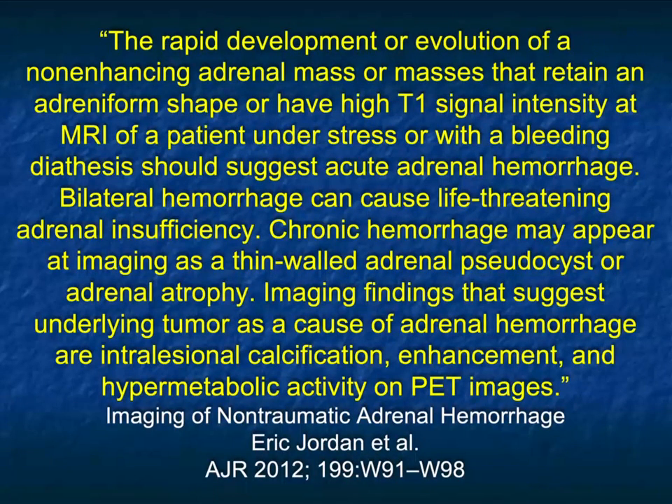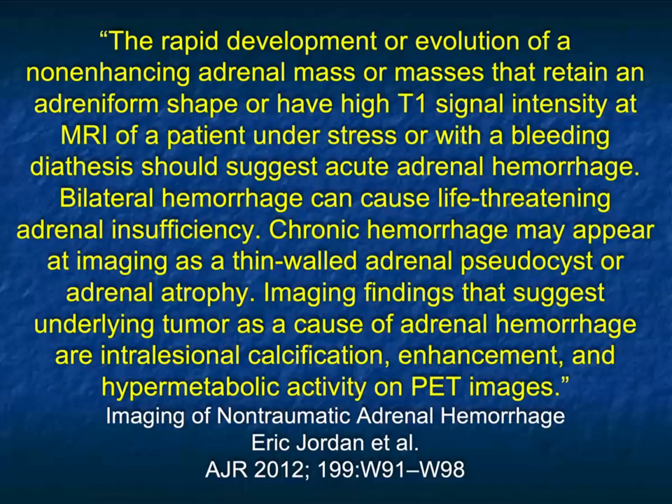Jordan also makes the point in his article, the rapid development or evolution of a non-enhancing adrenal mass, or masses that retain an adrenal shape, or perhaps have high T1 intensity on MR, can be associated with acute bleeding. Bilateral hemorrhage, again, can cause adrenal insufficiency, but more commonly we'll see unilateral hemorrhage. But if you see bilateral hemorrhage, again, you need to be very astute, suggesting Addisonian crisis.